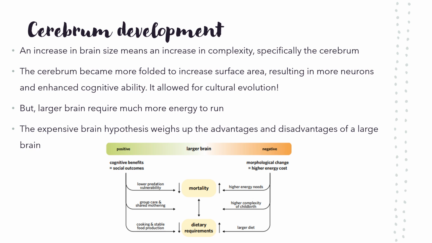An increase in brain size means that we have increased complexity of our brain as well, specifically our cerebrum. So our cerebrum, if you have ever looked at a human brain, it has a bunch of folds on it, which increases the surface area. And this means that we have more neurons and therefore higher cognitive ability. This has allowed for cultural evolution as well. So humans have not only evolved physically, as we know, we've also had a massive cultural evolution, which not many other species have gone through. However, larger brains require more energy to run.